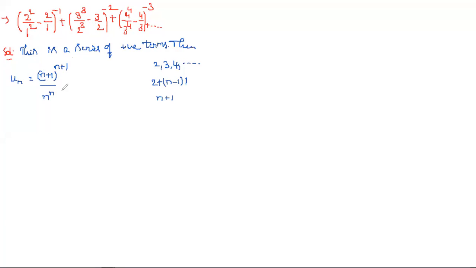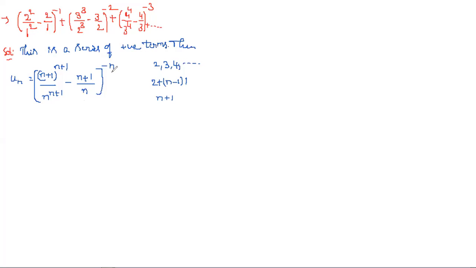That is n power n plus 1 minus n plus 1 by n whole power n. Here the 2, 3, 4 is n plus 1, and the 1, 2, 3 is nothing but n, and the power is minus n. Got it? Same like this, 2, 3, 4 is n plus 1 and 1, 2, 3 is n. So this is the un term.